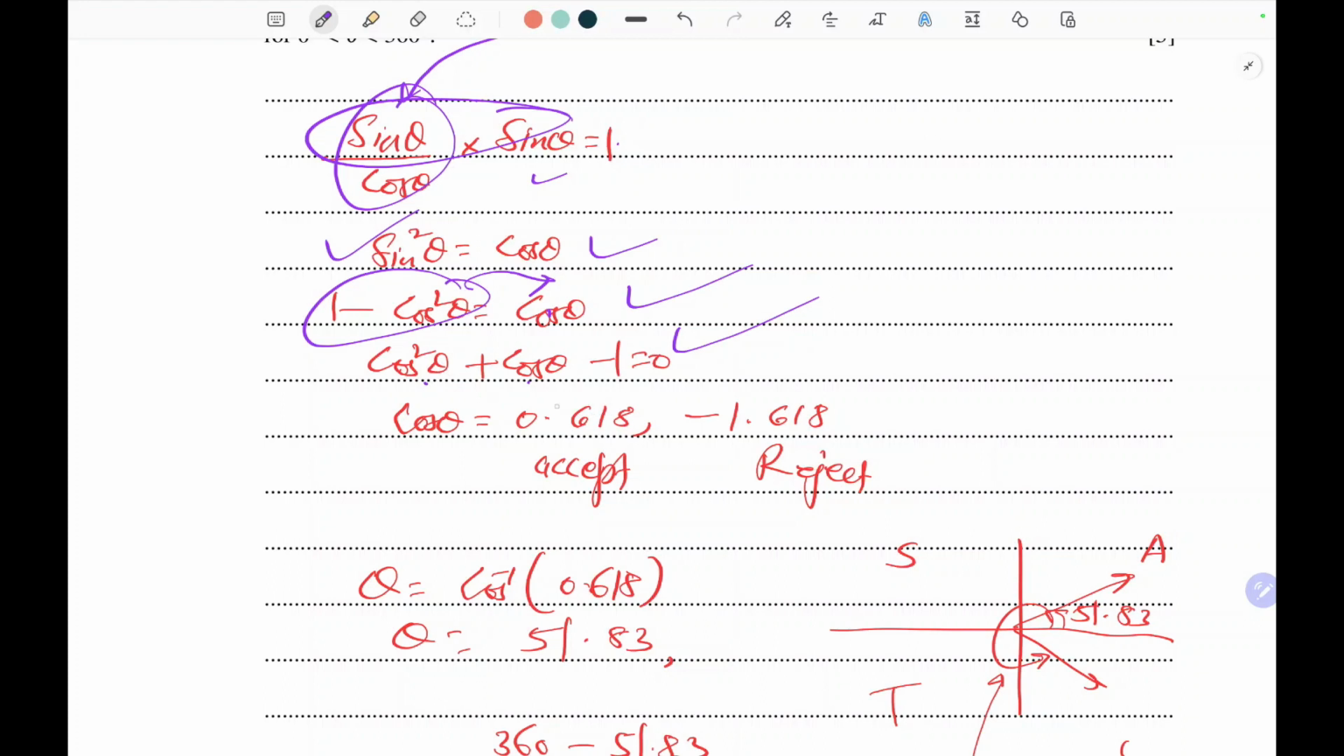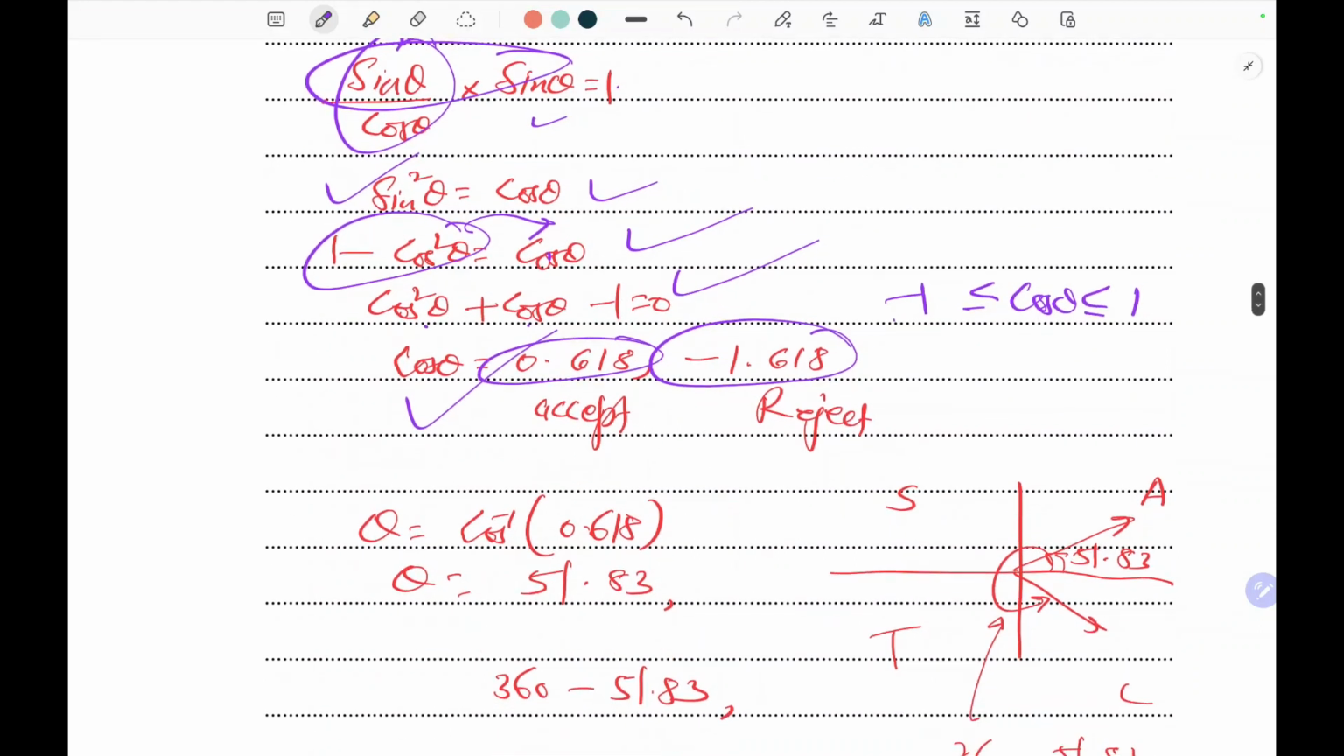Just use a calculator to get the cos theta values, which are 0.618 and minus 1.618. So we have to reject that because we know that cos theta has a range of minus 1 to 1. I mean, cos theta cannot be greater than 1, cannot be smaller than minus 1, but this is minus 1.618. It means it is way smaller than minus 1. So we have to reject that. It is not valid for cos theta. So cos theta 0.618, yes, it's valid. So theta is cos inverse 0.618, which is 51.83.